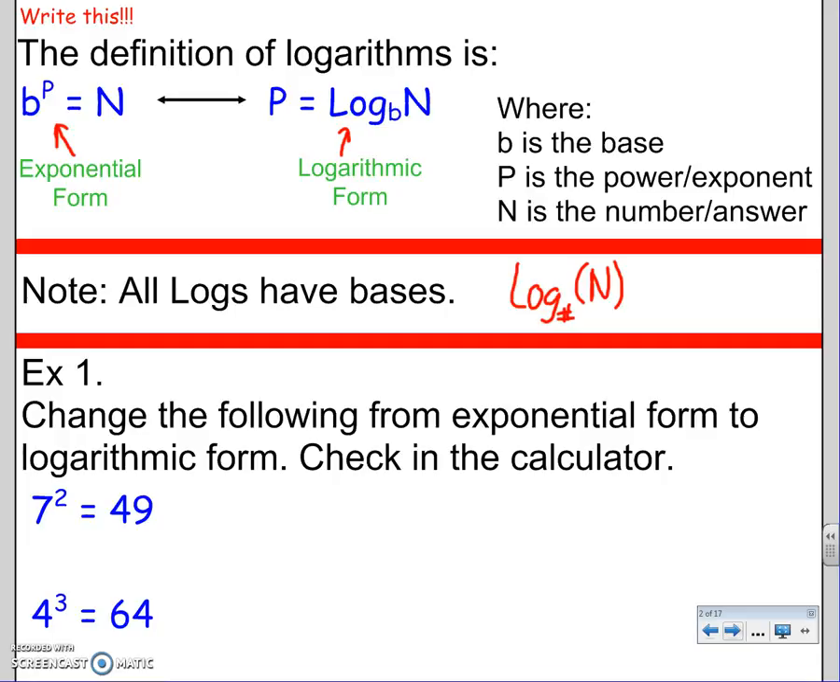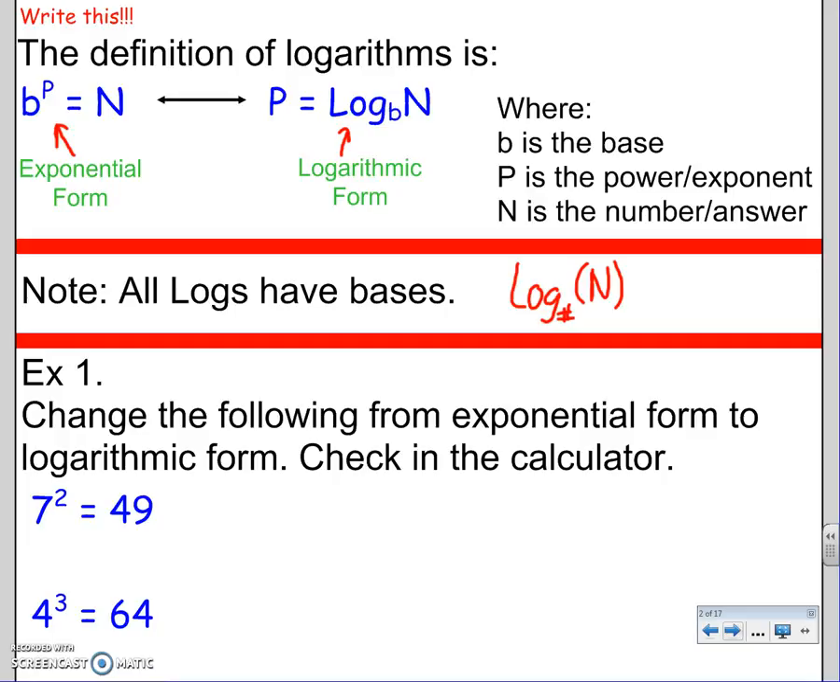So example 1, change the following from exponential form, because I have exponents, into logarithmic form, meaning we need the word log. And then we check in the calculator. Why not start with some simple examples that y'all know are true. 7 squared equals 49, because y'all know 7 times 7 equals 49. I'm just trying to show you that the definition of logarithm is true.